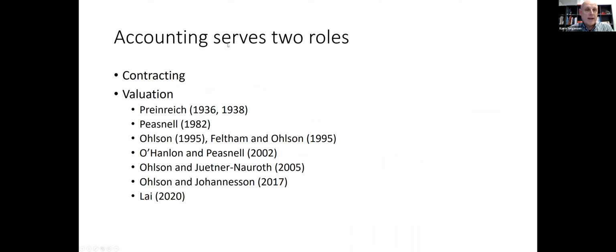All right, so we all know that accounting serves two roles, and one role is contracting, which we're going to abstract from here. But we're going to take the valuation perspective of accounting, and we're going to build on prior literature. And just to make sure that we give credence to that, here's a list of papers: the early Preinreich papers about residual income, the Peasnell paper from 1982, the Ohlson 95 paper that introduces linear information dynamics, and the Feltham-Ohlson 95 paper that articulates clearly what happens to those earnings that are not paid out as dividends in each period.